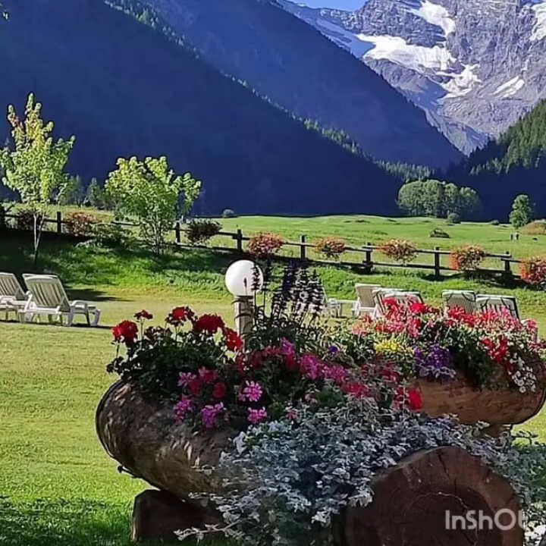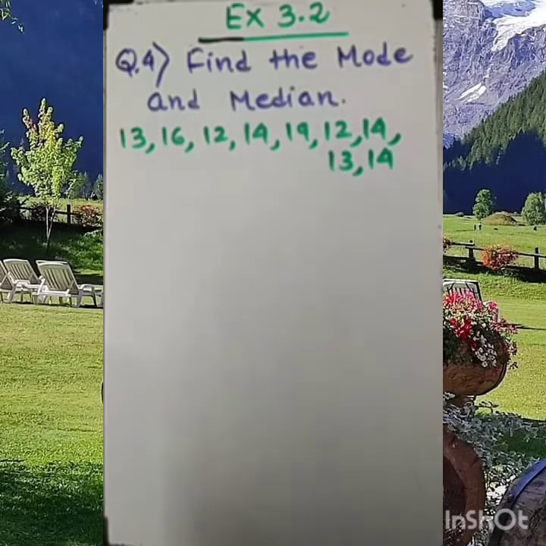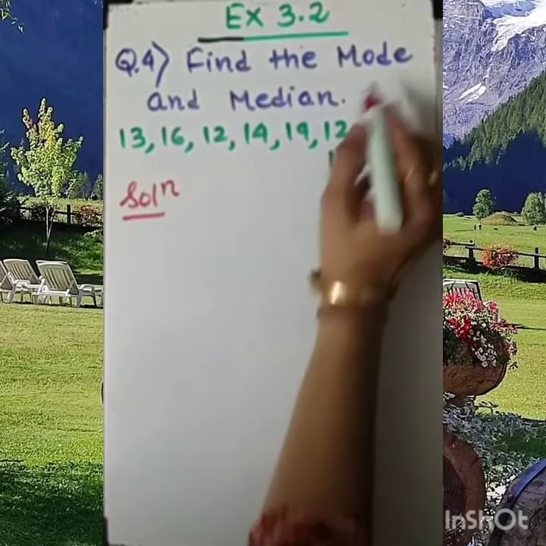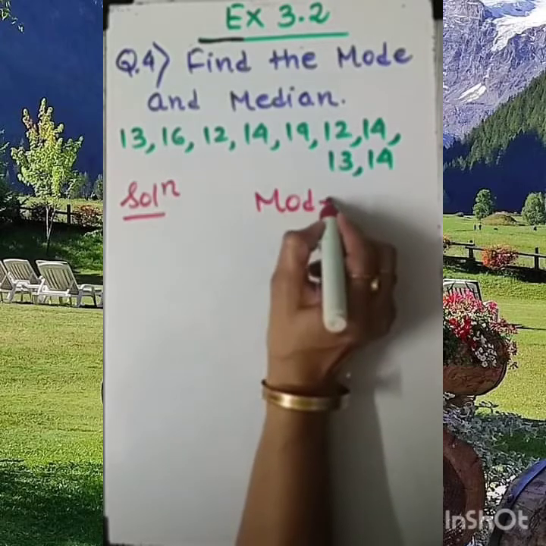So my dear student, question number 4, we are given: find the mode and the median of the data. Two things we have to find, mode and median. And here few of the observations we are given. 13, 16, 12, 14, 19, 12, 14, 13 and 14. Okay. So first of all, according to the question, we need to find the mode. So let me give the heading in the solution. First, we are finding mode. So I am giving the heading here, mode.